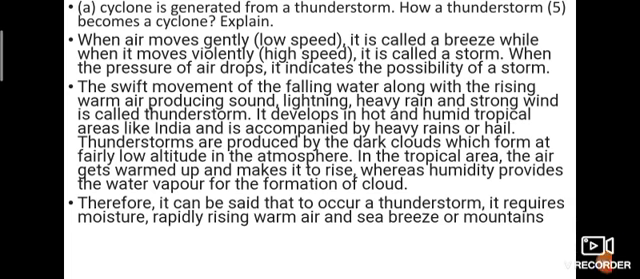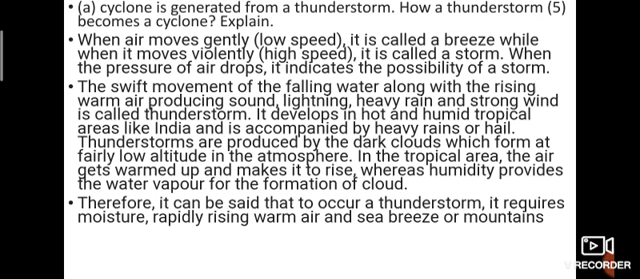Next one. Cyclone is generated from a thunderstorm. How does a thunderstorm become a cyclone? Explain. This is a 5-mark question. When air moves gently, meaning low speed or warming air, it is called a breeze. While when it moves violently, at high speed, it is called a storm.